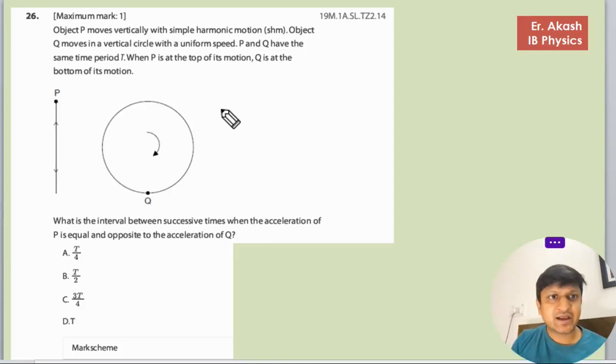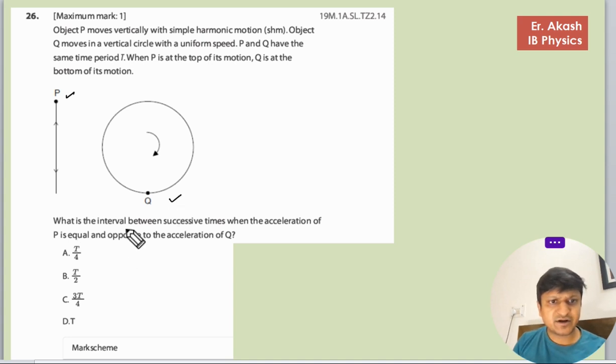Another question, and the question says that object P moves vertically with simple harmonic motion. Object Q moves in a vertical circle with uniform speed. P and Q have the same time period T. When P is at the top of its motion, Q is at the bottom of its motion.